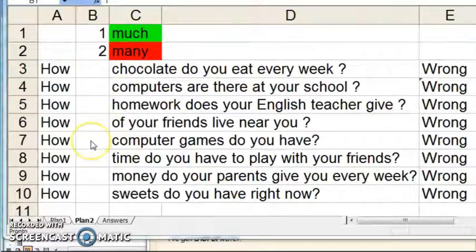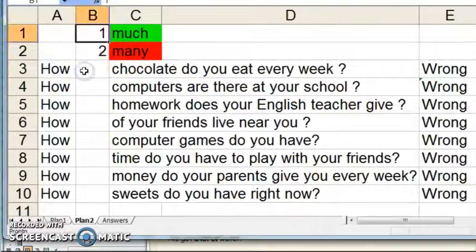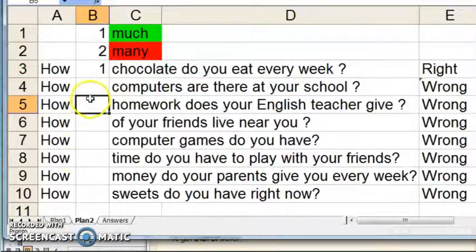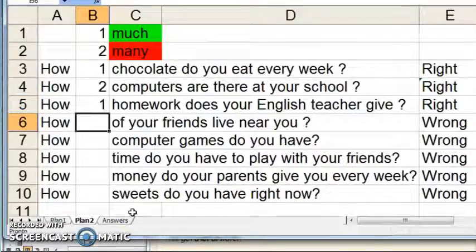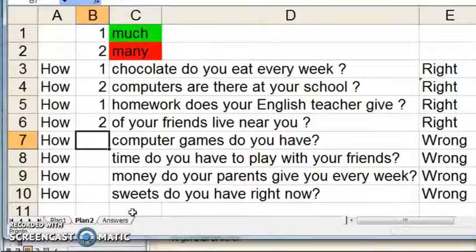Okay. How much chocolate do you eat every week? So let's put number 1 there. So this is right. So read the second sentence. Okay. How many computers are there at your school? So many. This is right again. The third one. How much homework does your English teacher give? Okay, this is right again. The next one. How many of your friends live near you? This is right again. Many is right. So number 7. How many computers do you have?